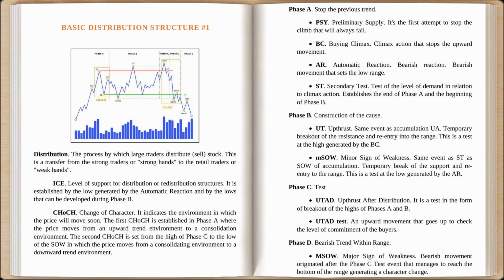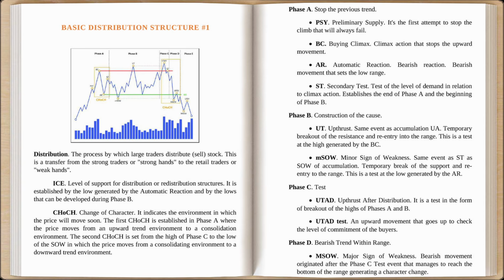The first CHoCH is established in phase A, where the price moves from an upward trend environment to a consolidation environment. The second CHoCH is set from the high of phase C to the low of the SOW, in which the price moves from a consolidating environment to a downward trend environment. Phase A, stop the previous trend. PSY, preliminary supply. It's the first attempt to stop the climb that will always fail. BC.